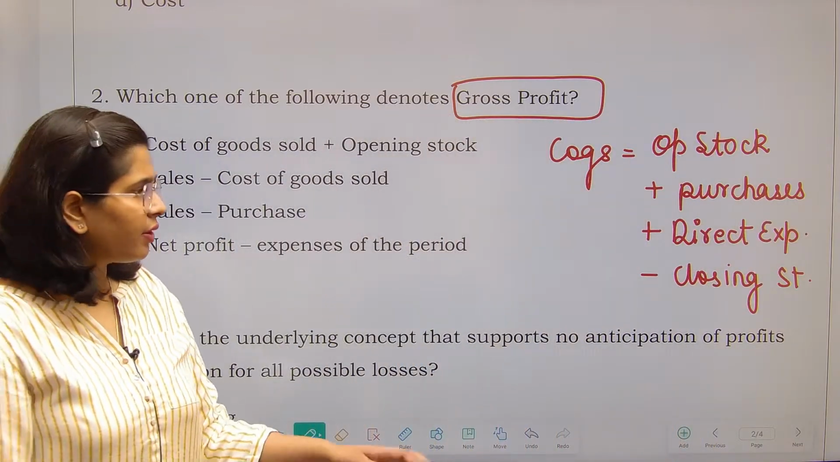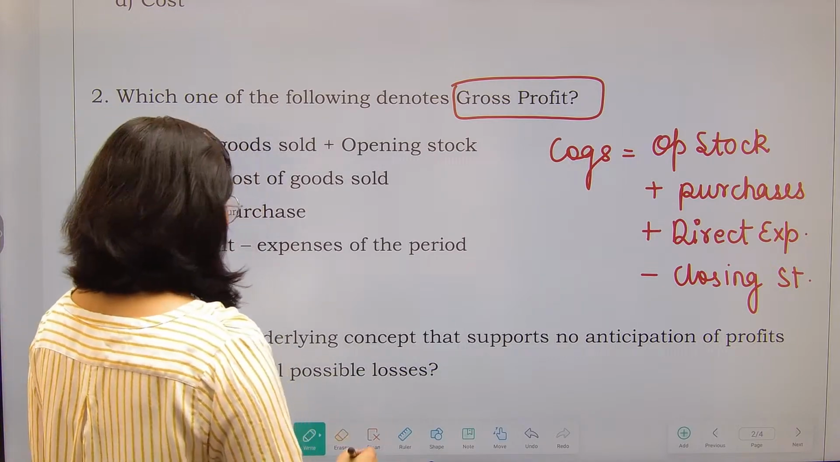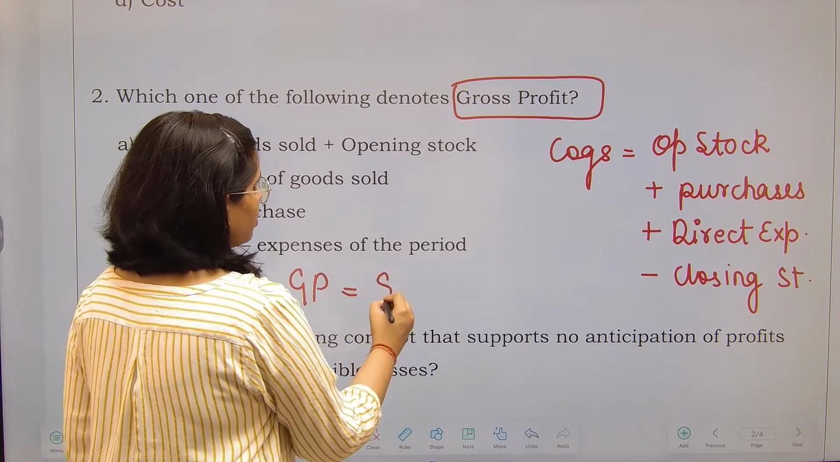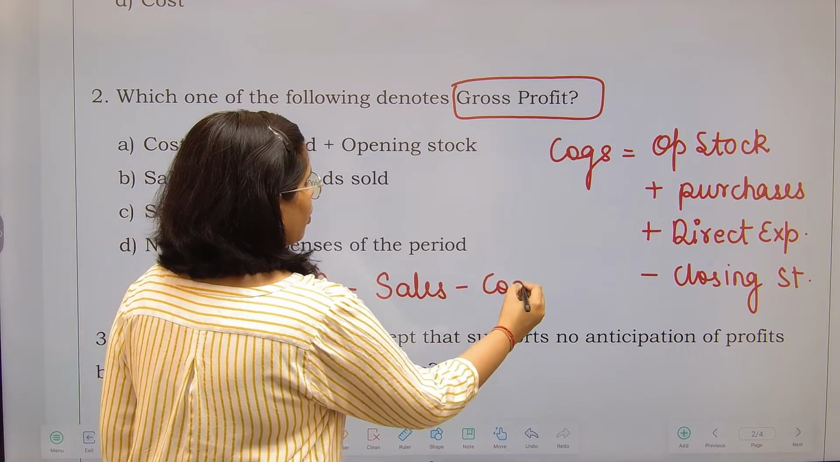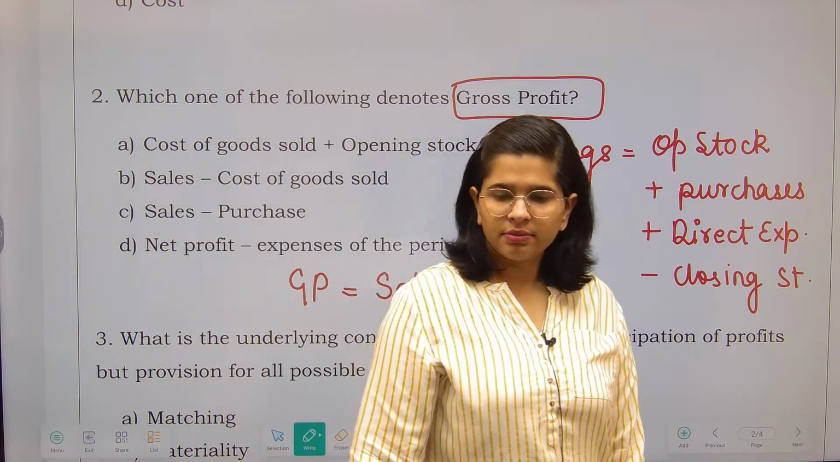And once we have calculated the cost, the formula of gross profit goes like this. Your gross profit is equal to sales less cost of goods sold. This should be like that, right?